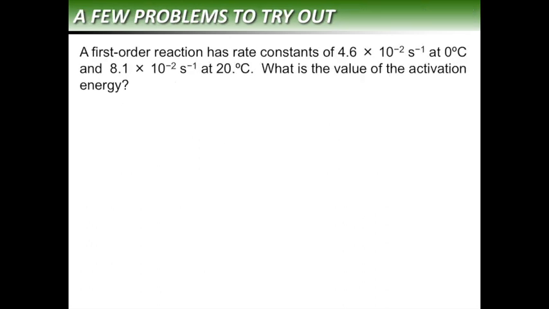And so we're going to try out a problem here, and I'll give you a moment to read it. We're going to be dealing with a first-order reaction that has these two rate constants. Notice again, the rate constant units are simply time to the -1. That's what we expect for a first-order reaction. And so we've been provided the rate constant at two different temperatures, 0 and 20 degrees Celsius, and what we're going to try to do is find the activation energy.